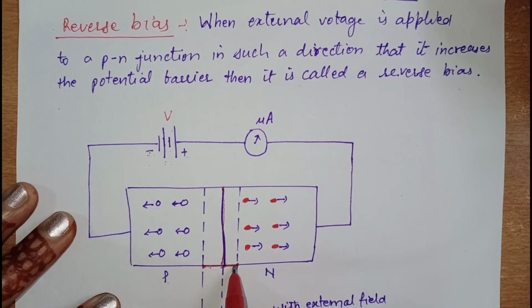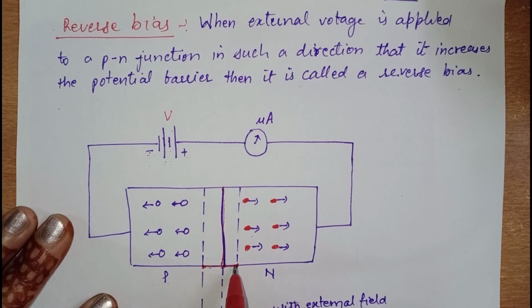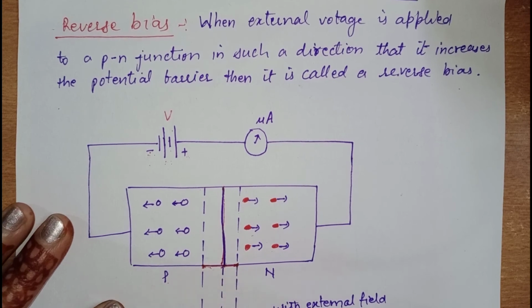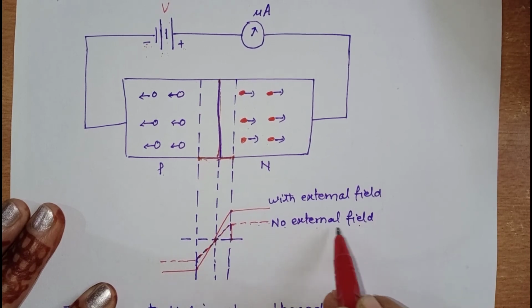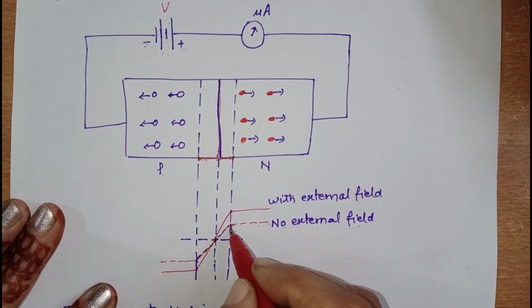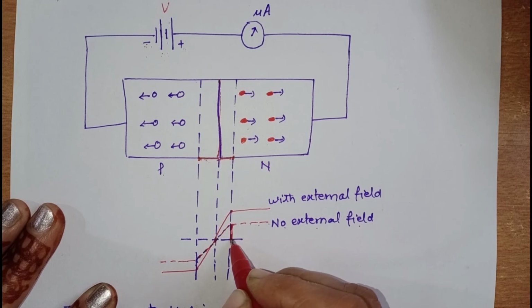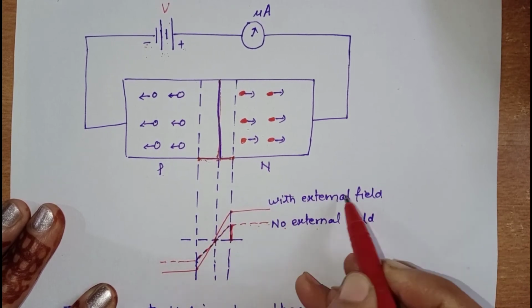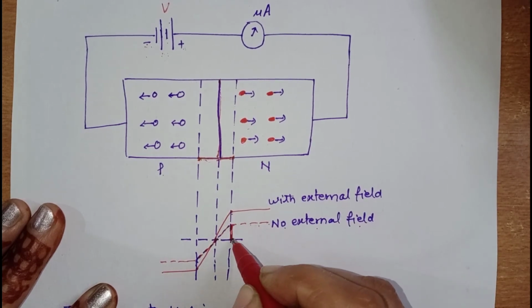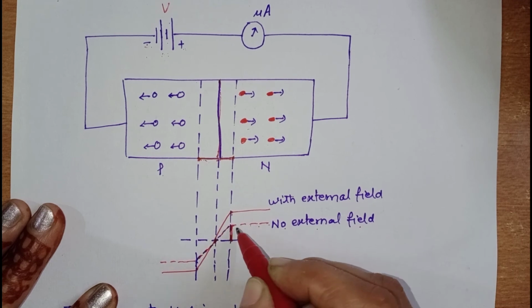Now this increased potential barrier prevents the charge carriers from crossing this junction. So the junction resistance is increased in this case. A high junction resistance is established. This graph shows that when no external field is applied, the height of this potential barrier is less. But when we apply a reverse voltage, the height of this potential barrier increases from this point to this point. So it is increased.